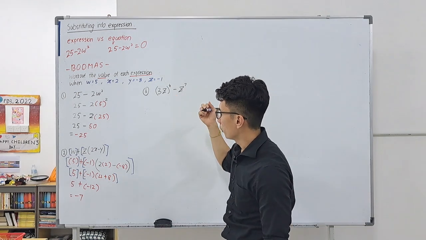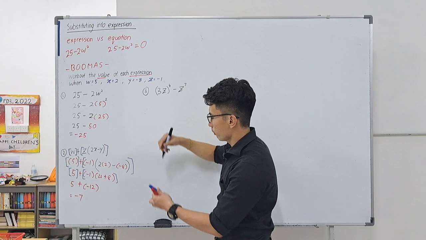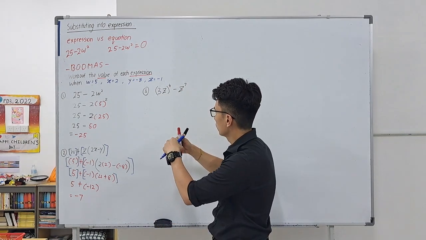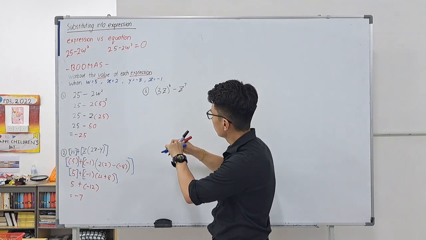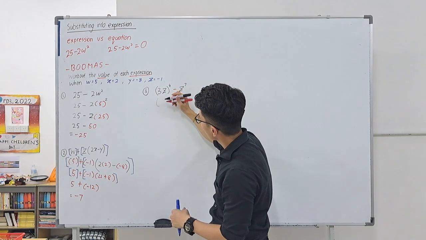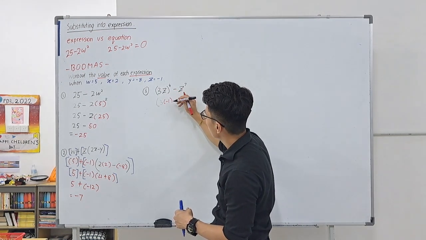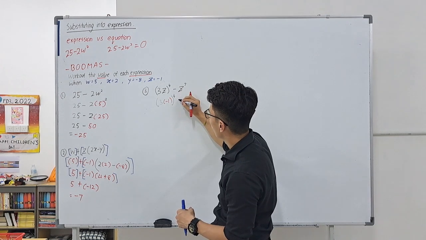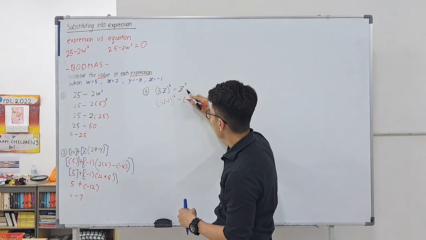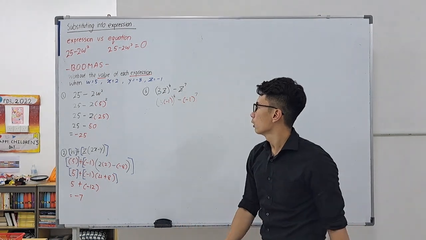3z to the power of 4, right? So let's see. I have 3z, so this is my 3. Okay, I have my 3. My z, that's negative 1. And I have to raise it to the power of 4, minus another z, that's negative 1, and I raise it to the power of 7. Okay?